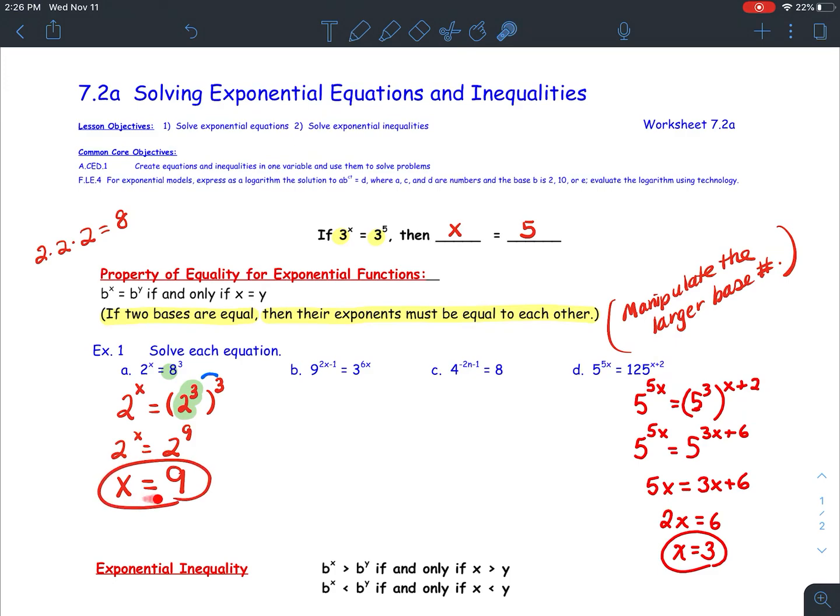Okay, if you ever wanted to check your answer, you could go back up to the original problem and try it. Type in 2 to the 9th. Compare that number to what you get when you type in 8 to the 3rd. It should be the exact same number.